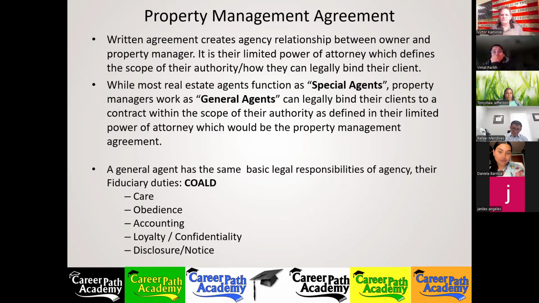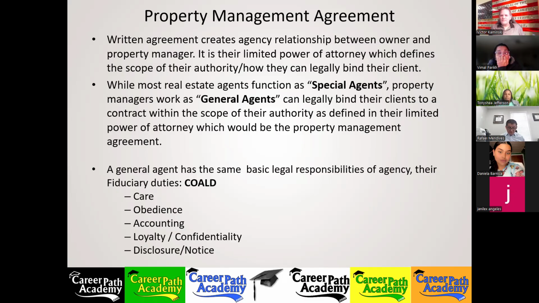Now, a general agent can legally bind their clients to a contract within the limited scope of their authority, which is granted in the power of attorney. And their property management agreement is that power of attorney agreement. It defines what their duties are and what authority the owner of the property grants to the property manager. So what can a general agent do that a special agent cannot? Sign contracts. They can legally bind their clients to a contract by signing contracts, yes.